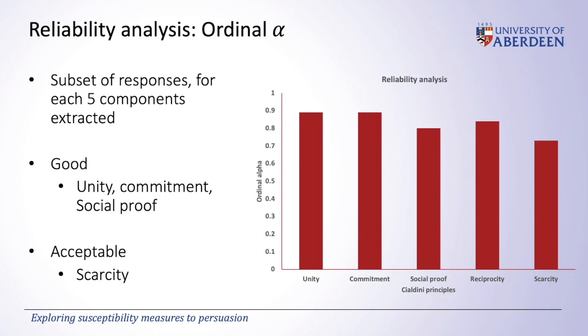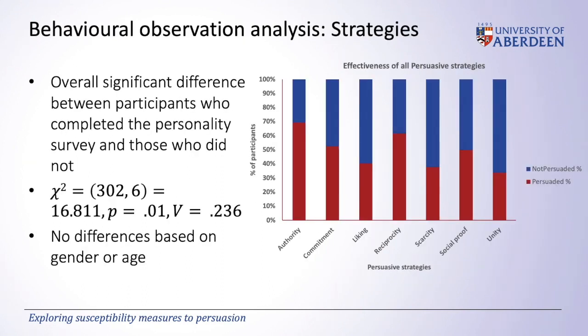We performed a reliability analysis using ordinal alpha based on a correlation matrix of responses to the 5 components extracted. Results indicate good internal consistency for unity, commitment, and social proof, and acceptable for scarcity. We investigated the effectiveness of all 7 persuasive strategies applied during the experiment. We did this to discover whether there was an overall significant difference in their effectiveness.